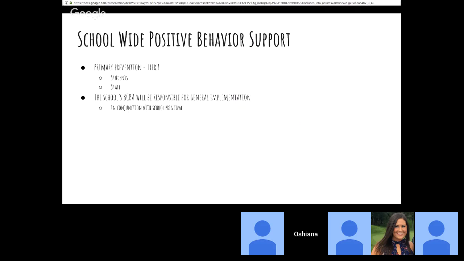For the school-wide positive behavior support, we've come to the conclusion that PECs would fall under the primary prevention or tier 1 simply because the problem behavior is occurring in all classrooms. So we would want to implement a SWPBS that will take place across the entire school and across all students and staff. And the BCBA will be responsible for the general implementation of this.